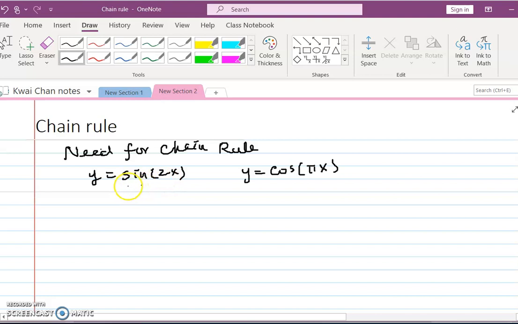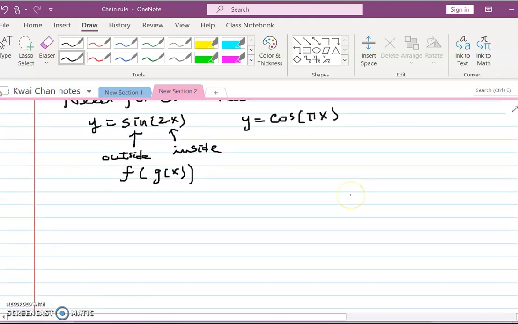The outside function is sine. The inside is 2x. So it's composite. This is outside, and inside, instead of x, my inside is 2x. So you can think of it as the outside is f and the inside is the g function. Your input is always just x. You multiply by 2, being the inside, and then you apply sine. But this has no derivative rule to do. We only have a derivative rule for sine x. So this is trouble. It's a very real need for it.